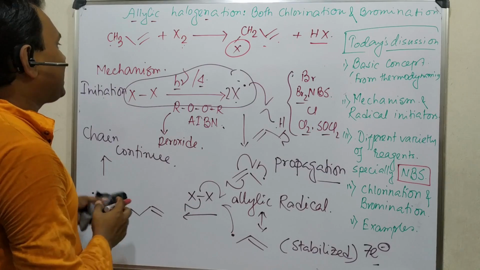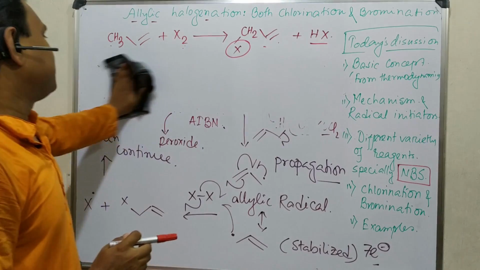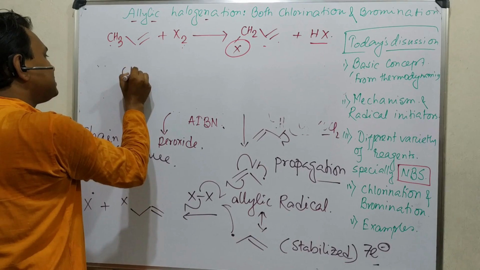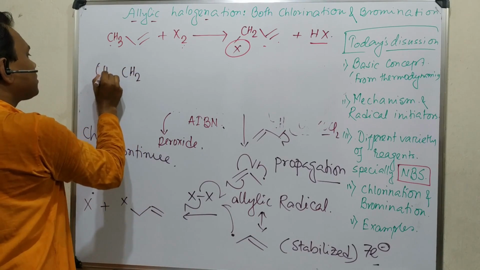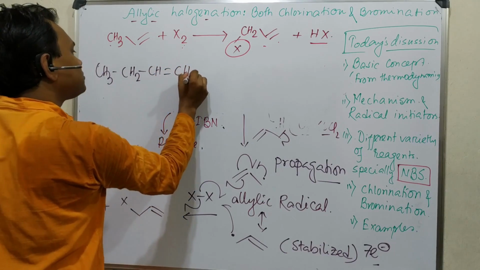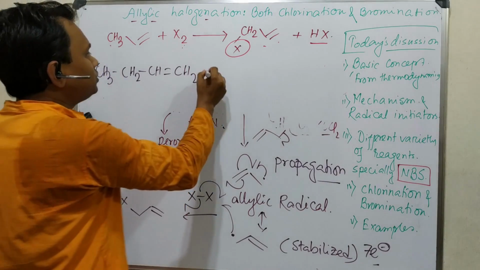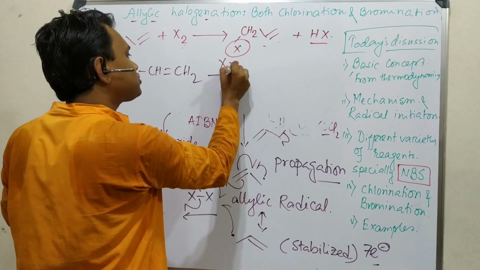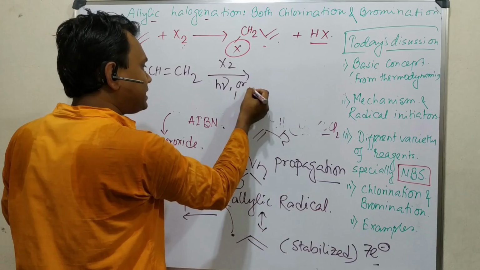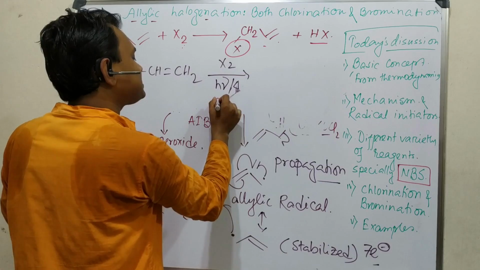Before going to that, I want to give you one special example. Just think, for example, instead of propene, if we take a different substrate like CH3CH2CH=CH2. Actually, this is not propane, this is 1-butene. If we do the same condition, X2, h nu, meaning radical production, or heat, with this peroxide meaning a radical initiator.